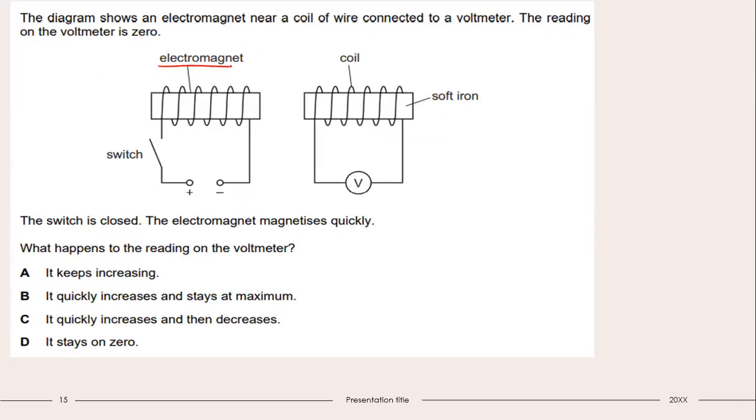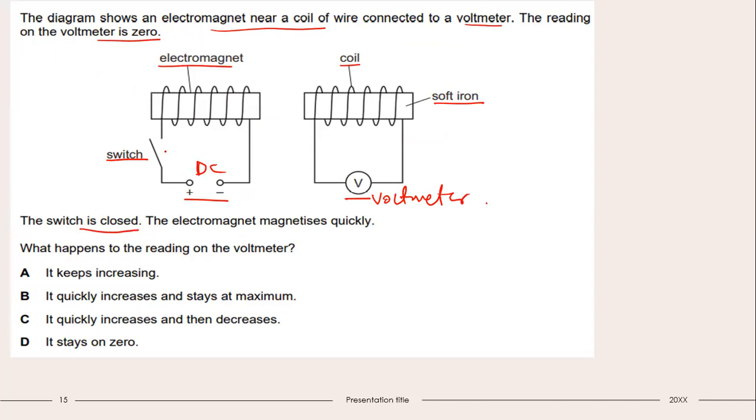There is an electromagnet. This is the coil on the iron core. This is a switch, and this is the battery, the DC battery, of course. And then there is another coil, the soft iron core, and this is the voltmeter. So the diagram shows an electromagnet near a coil of wire connected to a voltmeter. The reading on the voltmeter is 0. So still the reading is 0. It means no voltage is produced.